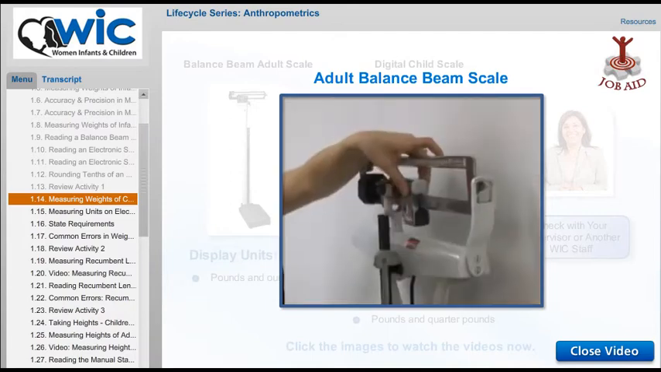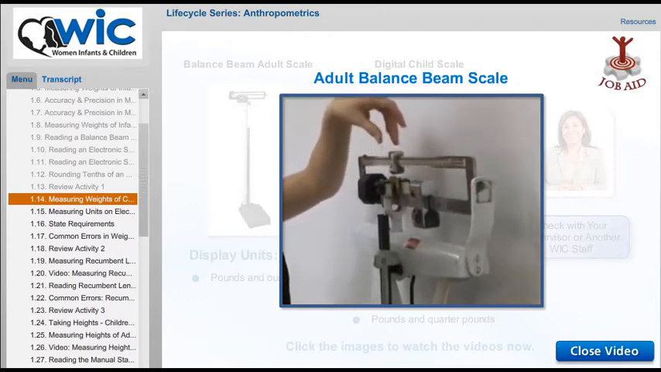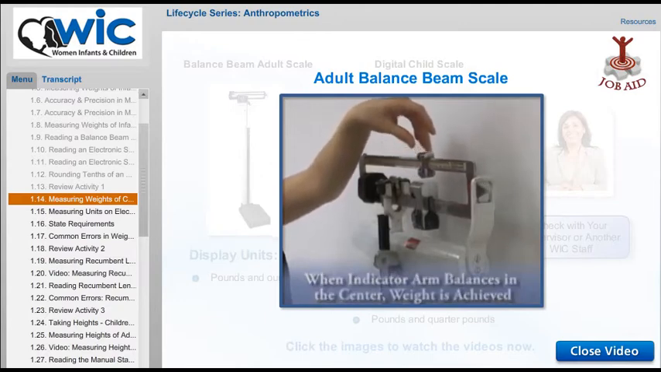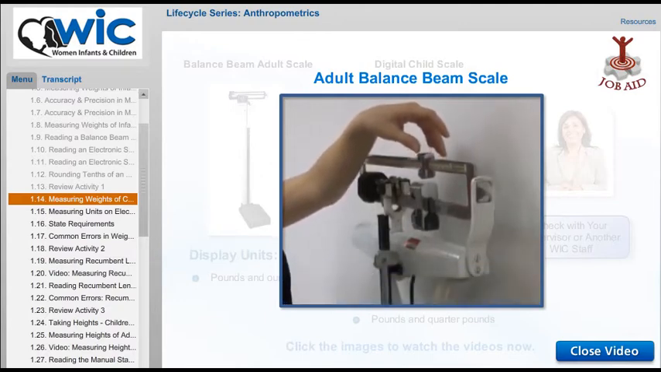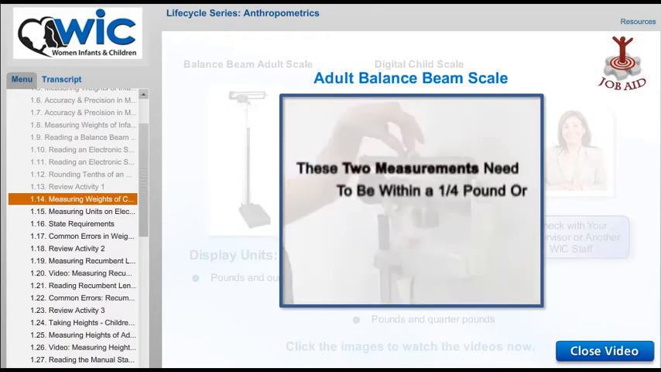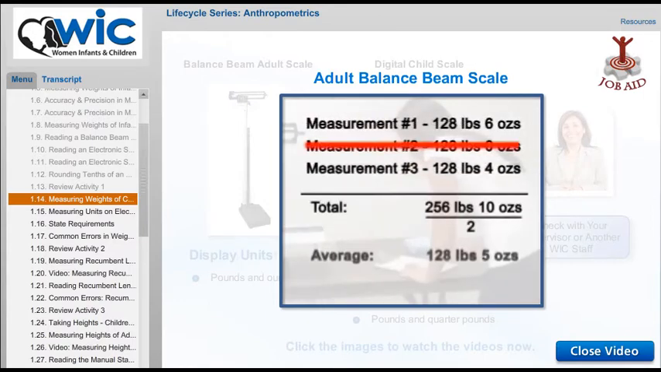Once again, have your client remain still. Move the lower and upper weights over until the indicator arm balances in the center. Record this measurement to the nearest quarter pound or 4 ounces. These 2 measurements need to be within a quarter pound or 4 ounces of each other. If they aren't, take a third measurement and use the average of the 2 closest measurements.